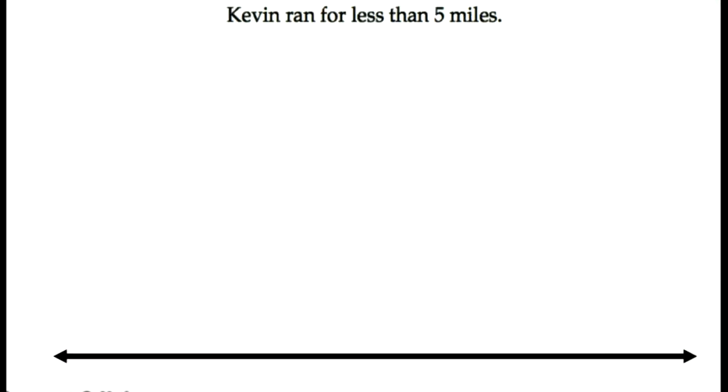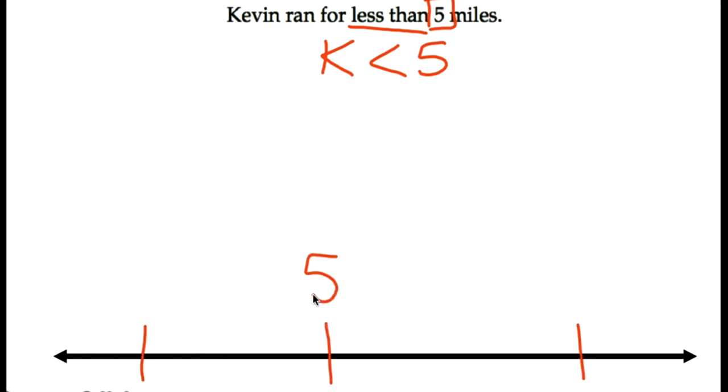Kevin ran for less than 5 miles. So I use my less than symbol, 5 miles, and let's draw a K for Kevin. I have 3 tick marks. My middle number is 5, the number that I'm using in my inequality. I have an open circle because he ran less than. He didn't run 5 miles. He could have run 4.99999 miles, but he didn't run 5 miles. So 5 is not included in my solution.